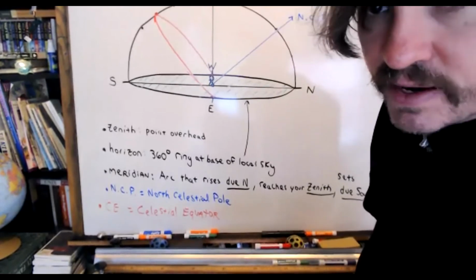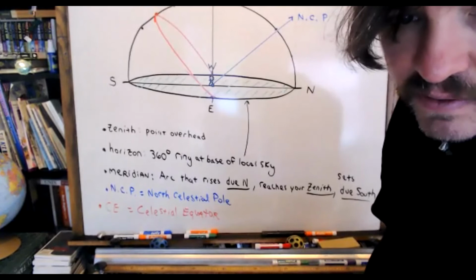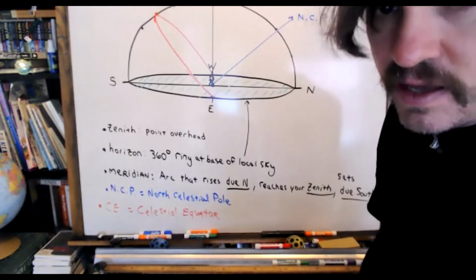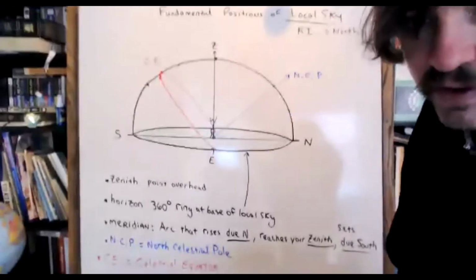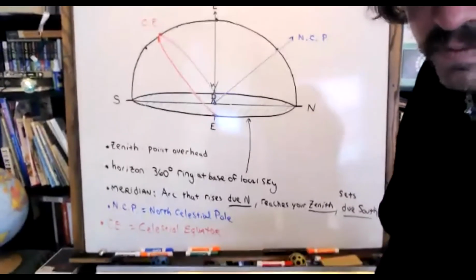This is a really great diagram to be able to draw because it can help you figure out how to orient yourself in the sky. Students, there's a special object located at the North Celestial Pole. Do you know what it is? What's the special object?